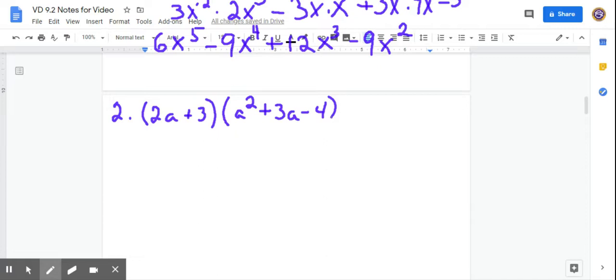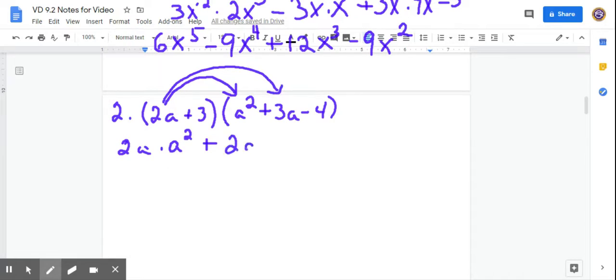So let's take the 2a and distribute that first. 2a times a squared, plus 2a times 3a. Now 2a, there's a minus sign in front of the 4, so 2a times 4.